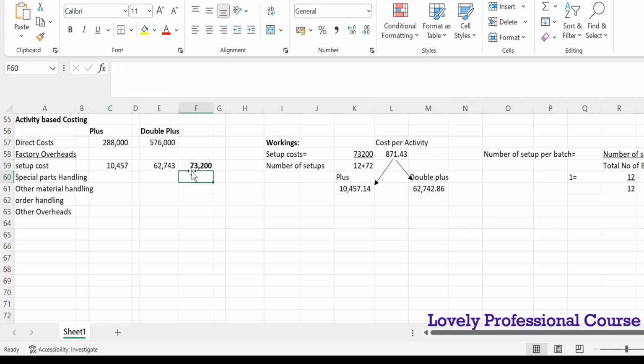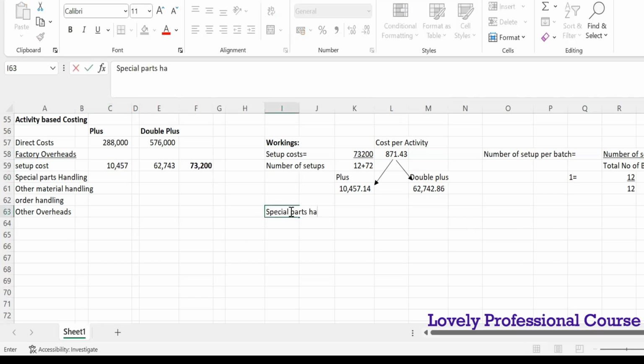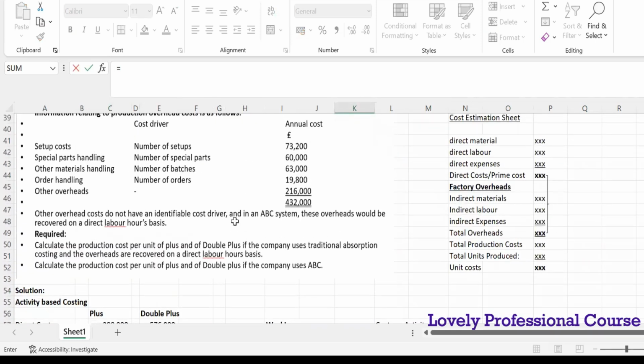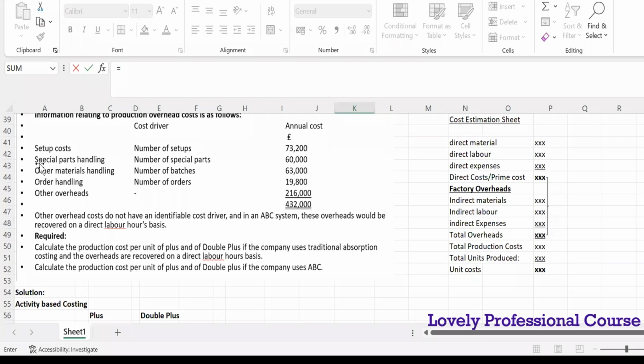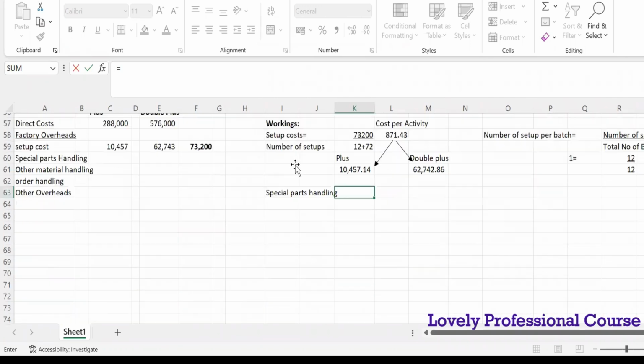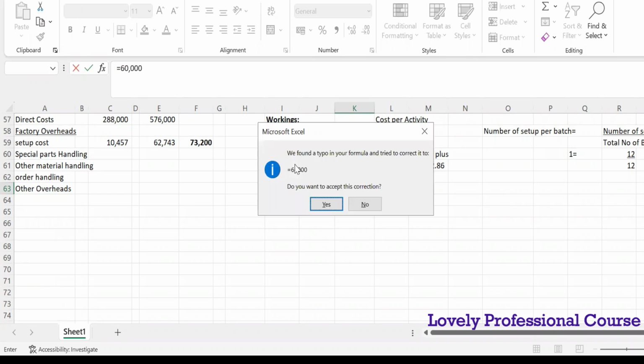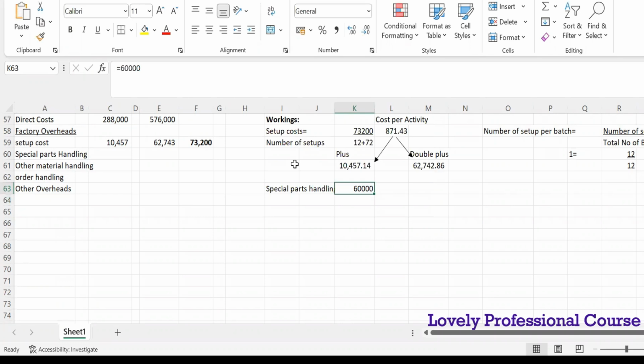So now let's continue on special parts handling. Special parts handling, let me do it here. How do we do it? What is my total cost incurred for special parts handling? They say it is 60,000. Look at here, special parts handling. I have to use the number of special parts as cost driver, and I have here 60,000. So I'm going to put here 60,000 as my special parts handling cost incurred.